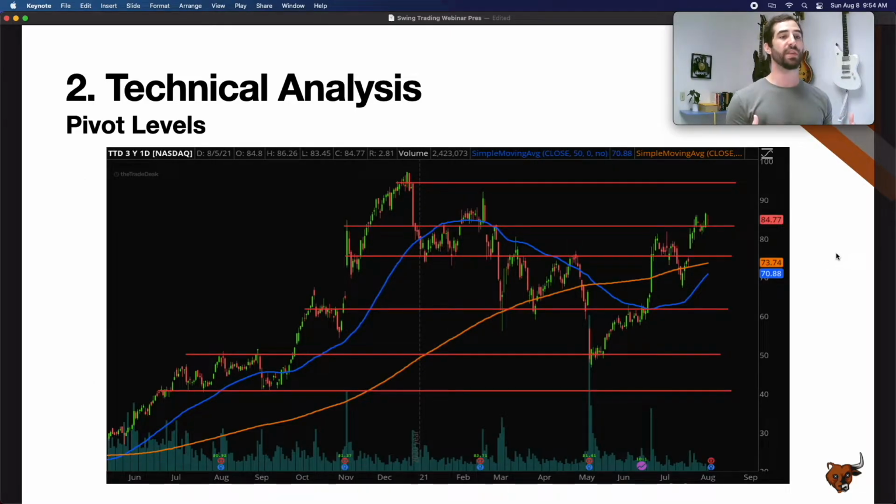So, pivot levels, all right? I'm looking at a chart here of the Trade Desk. This is a software company. So let's say I would be interested in potentially buying this if it came down to the 200 MA or something like that. When I'm looking at the chart, I want to draw these levels in, in case this comes back down, my alert is triggered, I already have an idea of what are some levels that I could buy or sell into, okay? So let's take a look here.